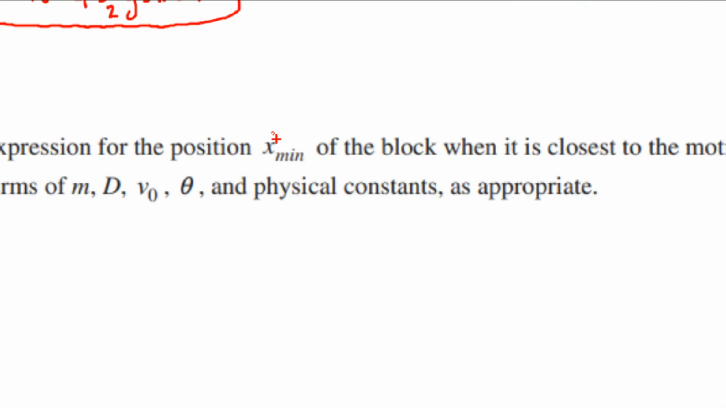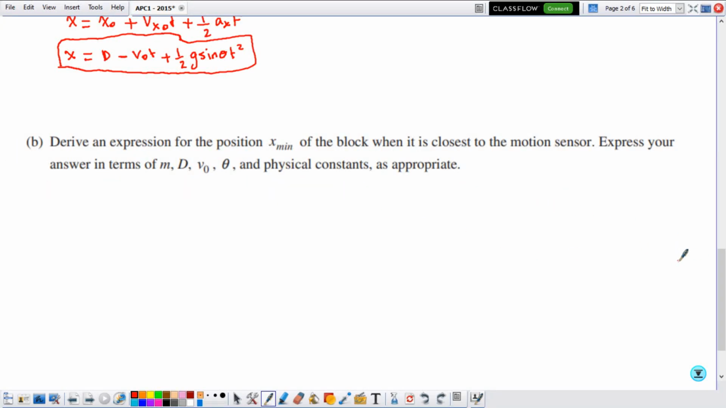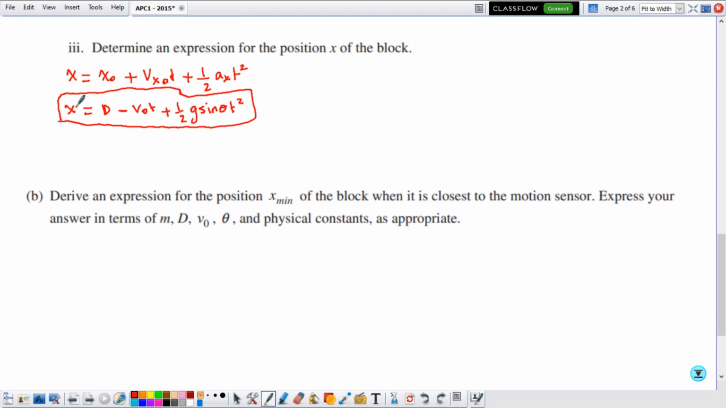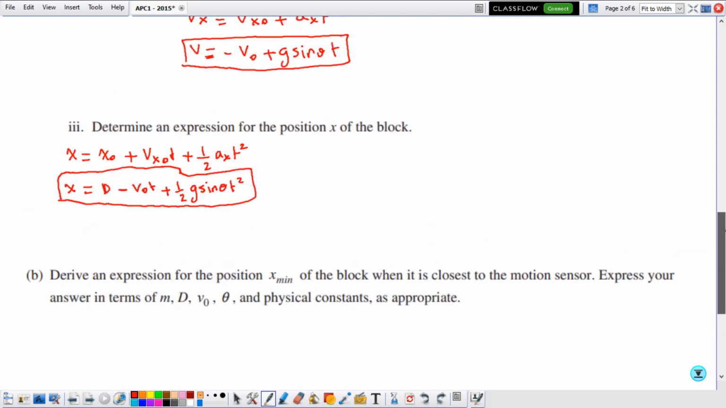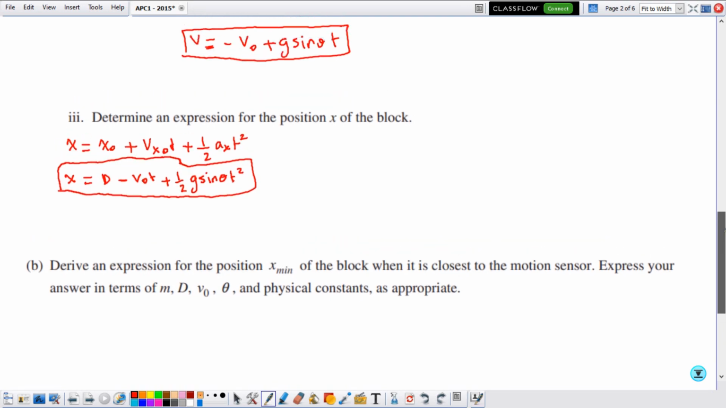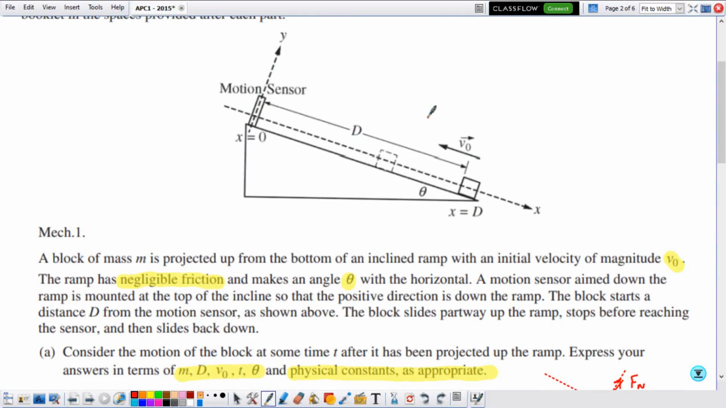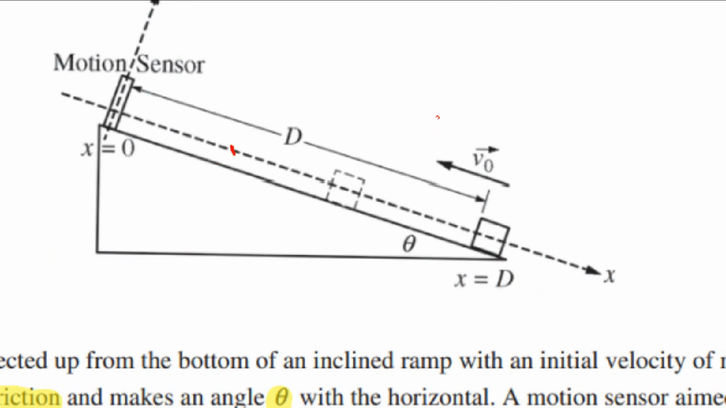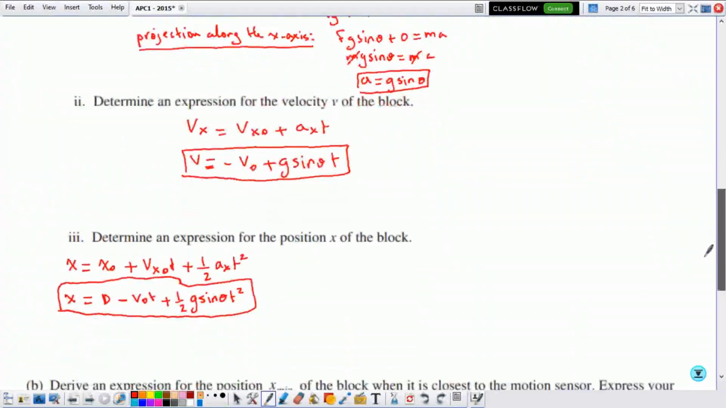So whenever they mention minimum, it belongs to a bigger class of problems, and these can be perfectly handled via derivatives. We know that the derivative of the position is velocity, so we need to vanish the velocity, and this is reasonable. Why? Because they're asking for the minimum position of the block when it's closest to the motion sensor. So as it goes up the ramp, it will reach a point before it goes down. This point is characterized by v equal to 0, which is the minimum position with respect to the motion sensor. So you can understand it both ways.